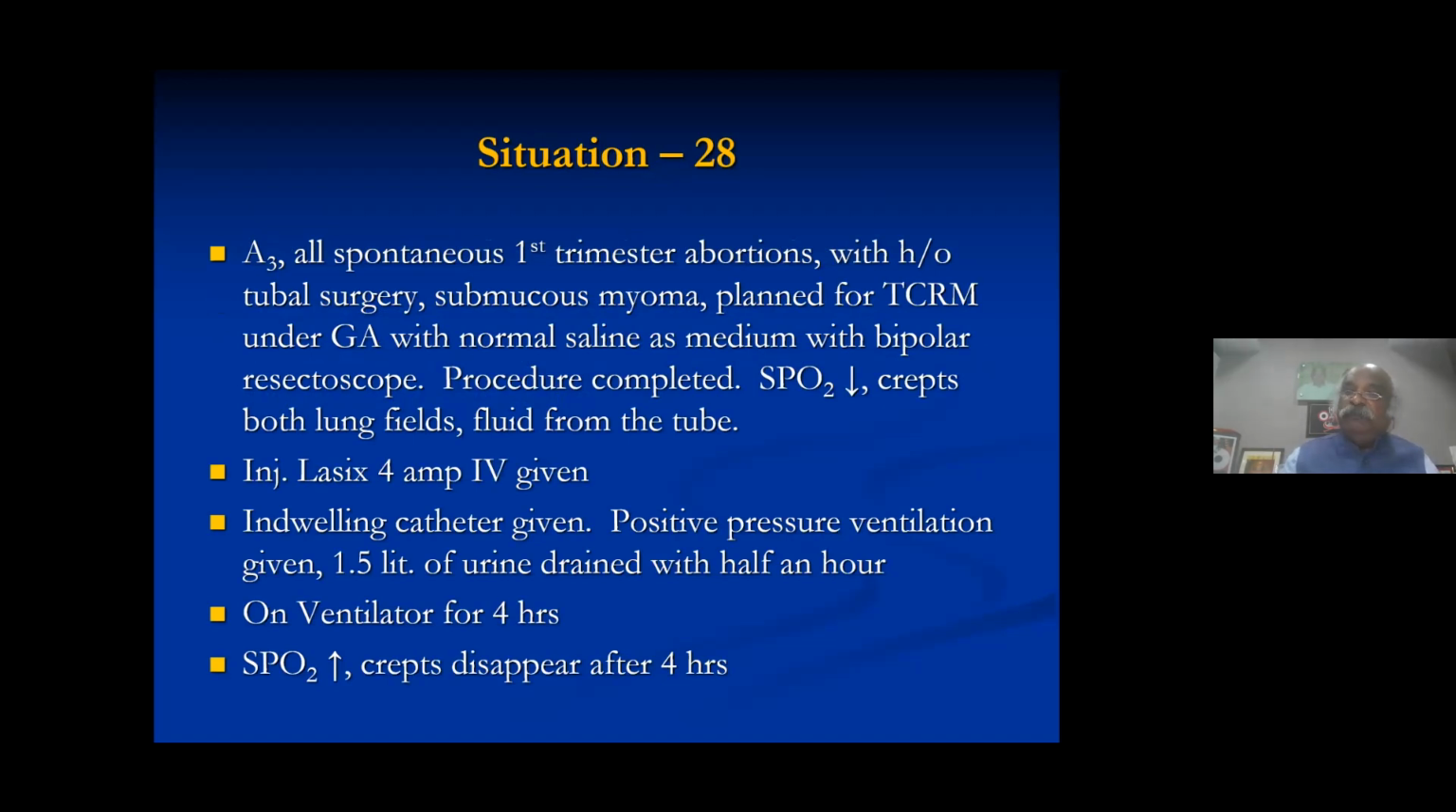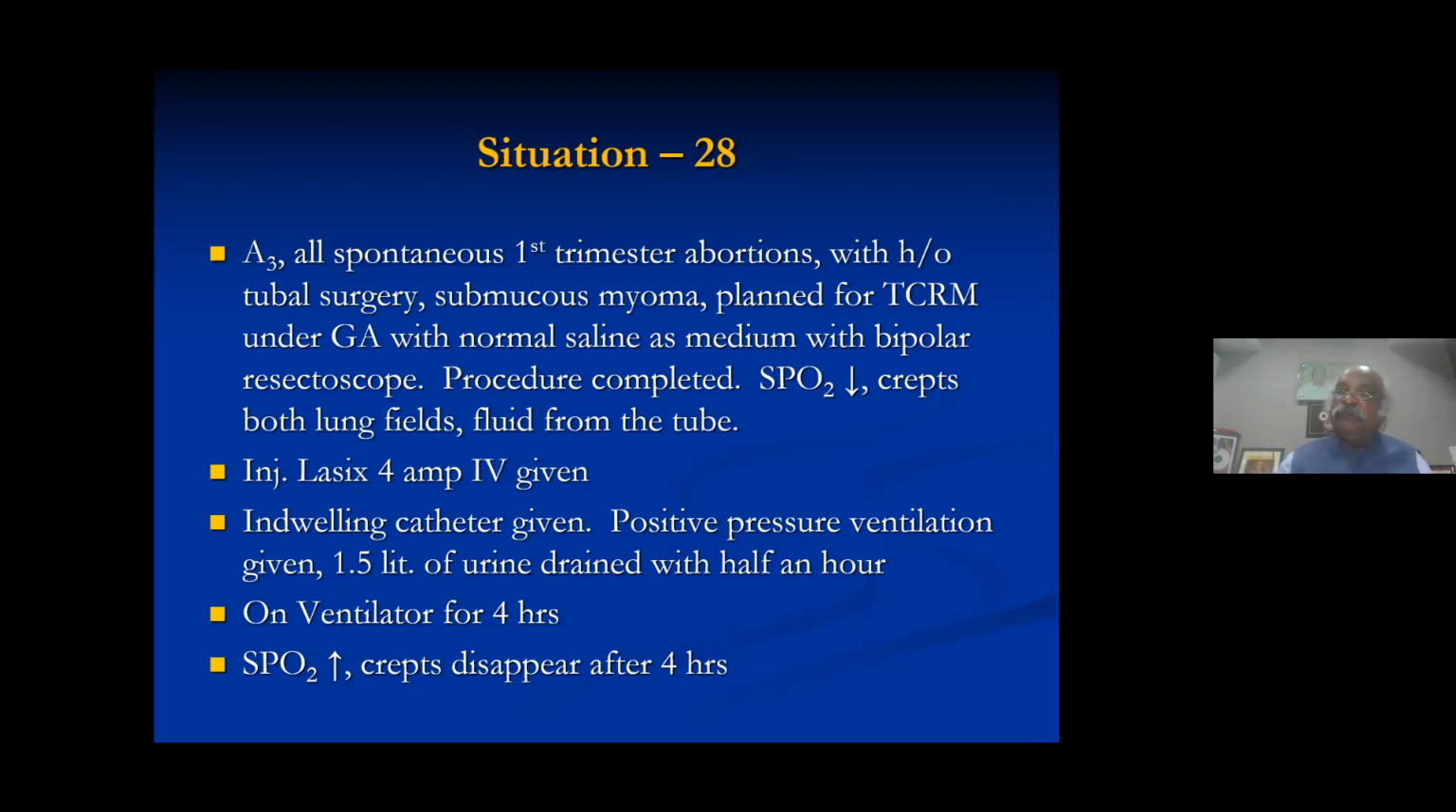Procedure completed, but SpO2 diminished, crepts in both lung fields, and there was fluid from the tube. Tachycardia, hypotension, decreased SpO2, and crepts in both lung fields. Typical example of acute pulmonary edema. Lasix 4 ampoules IV given immediately, indwelling catheter placed, positive pressure ventilation given, 1.5 liters of urine drained within half an hour, and on ventilator for 4 hours. SpO2 increased, crepts disappeared after 4 hours.